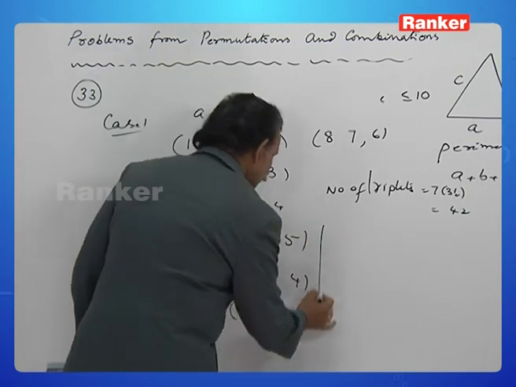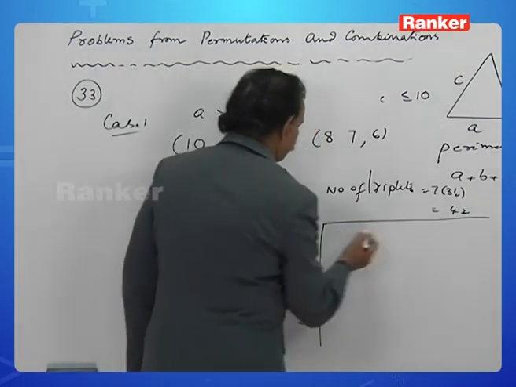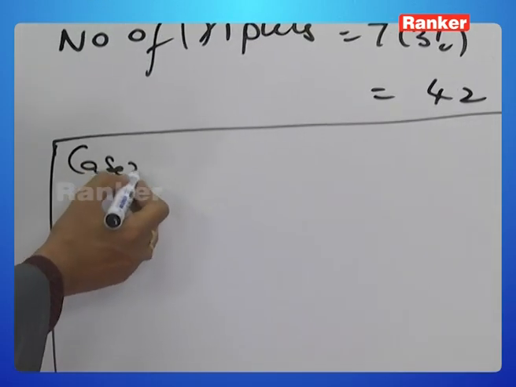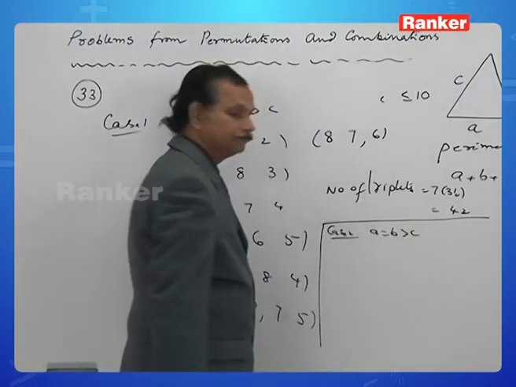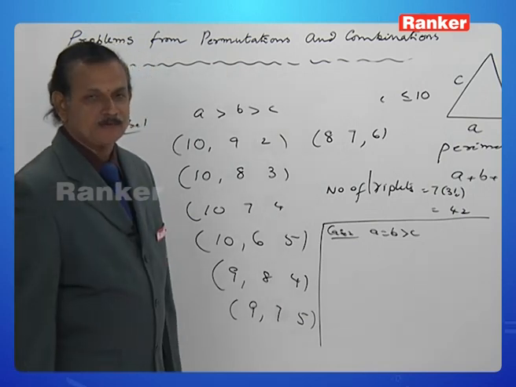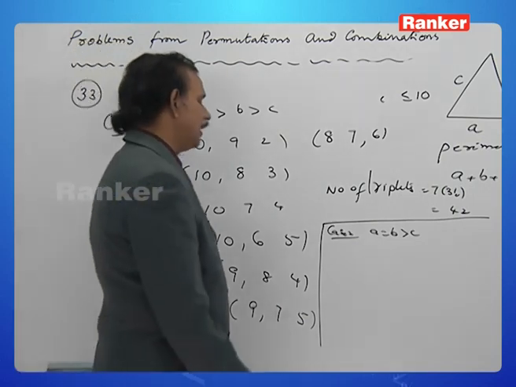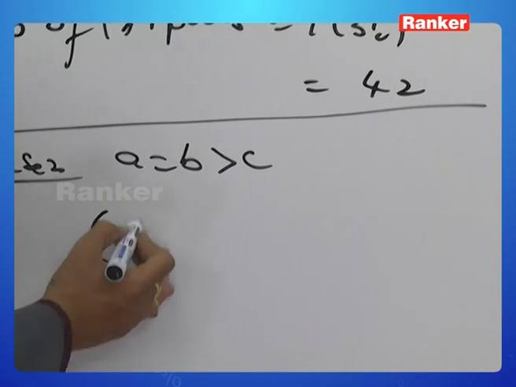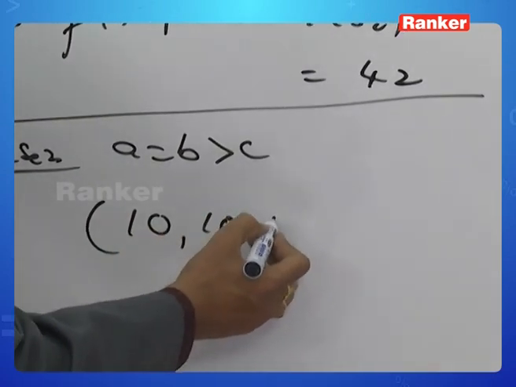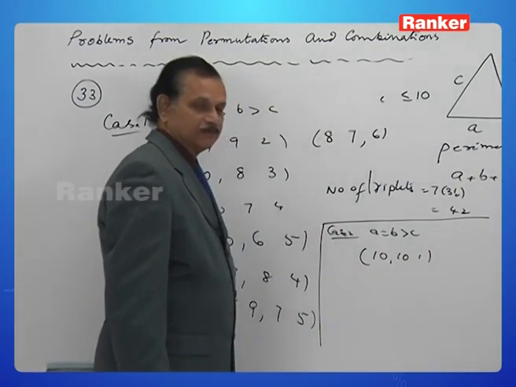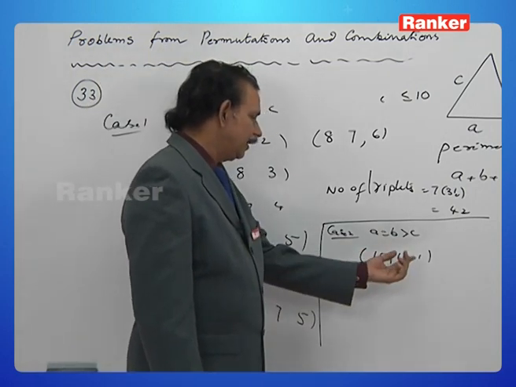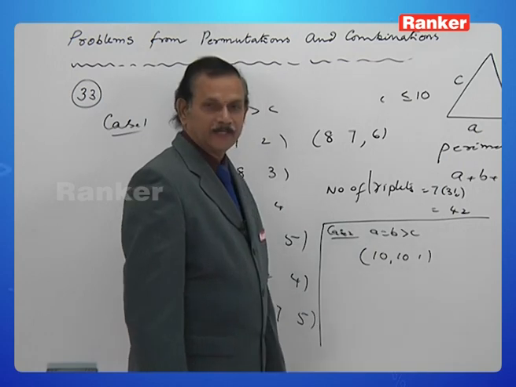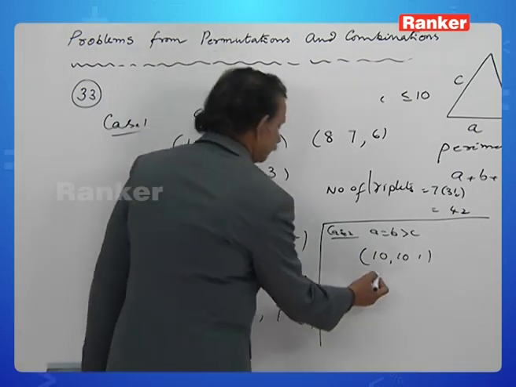Now case 2. A is equal to B greater than C. Let us see. The first case 10, 10, 1. Is it possible? 20 greater than 1, okay. 11 greater than 10, okay.